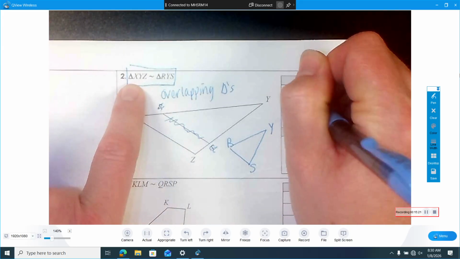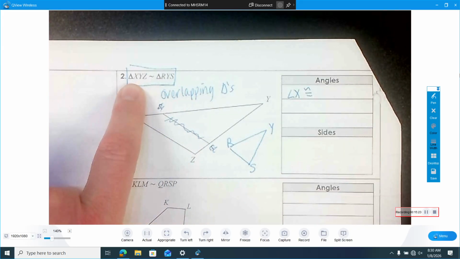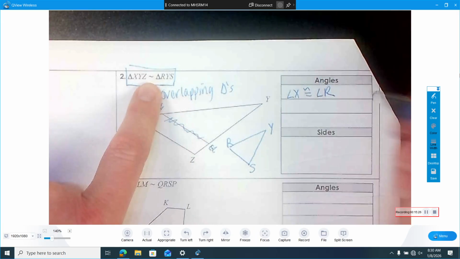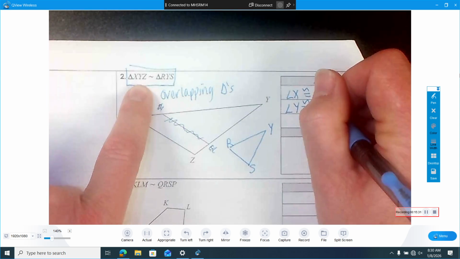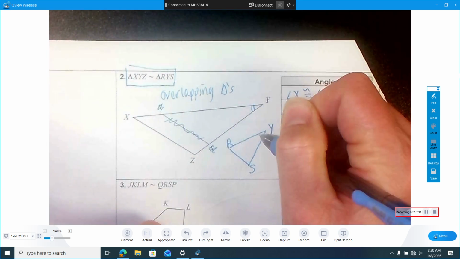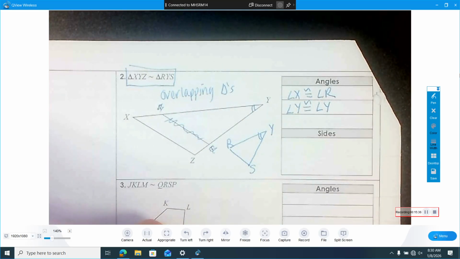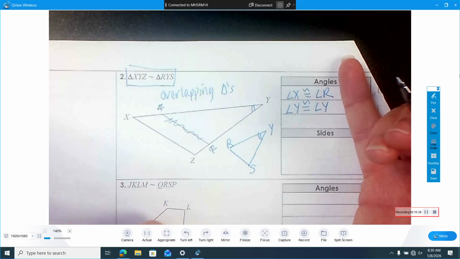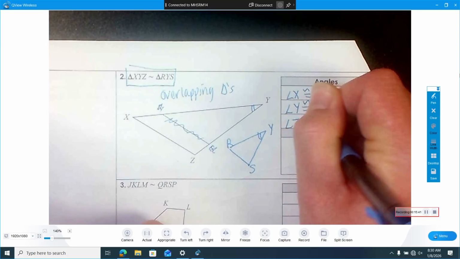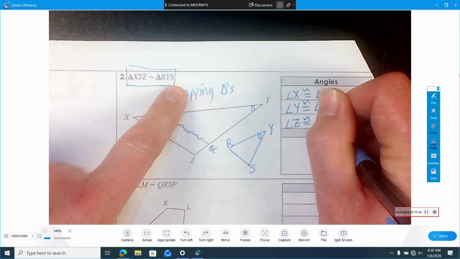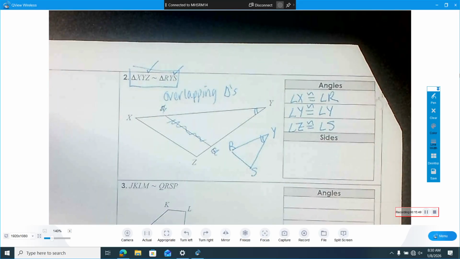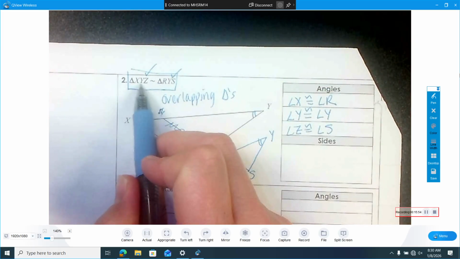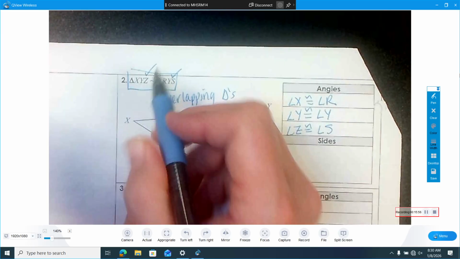So angle X is congruent to angle R. And angle Y is congruent to angle Y. That is the reflexive angle that they both have. They both have that same reflexive angle in both triangles. And then angle Z is congruent to angle S. Again, because they are all in order up here in this statement. It's really easy to see. And then, of course, we can also get their corresponding sides.